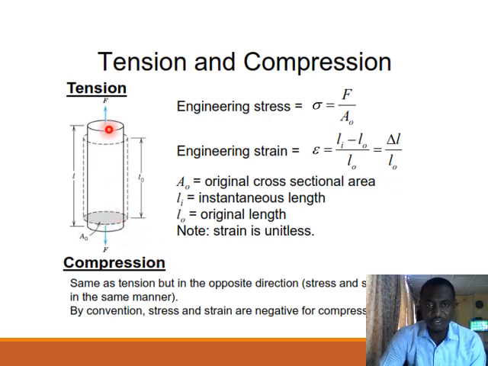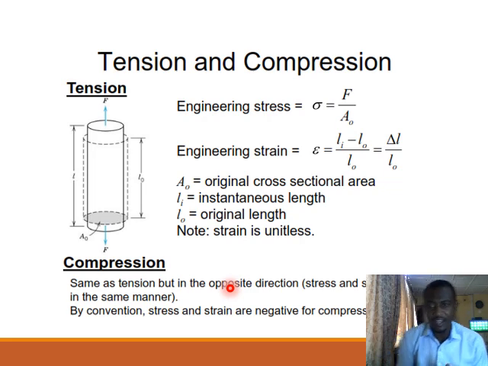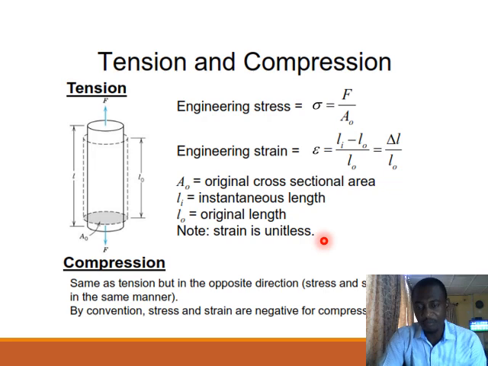The difference between tension and compression is just the direction of the force. For tension, you have an elongation, so the final length is greater than the original length. But for compression, you have the opposite of tension. In this case, the final length will be less than the original, and so you have compressed the material. You are reducing the length of the material. Usually, by convention, when you measure the stress and the strain, you assign a negative sign to indicate that it is under a compressive stress or a compressive strain, and if it is positive, then you know it is in tension.